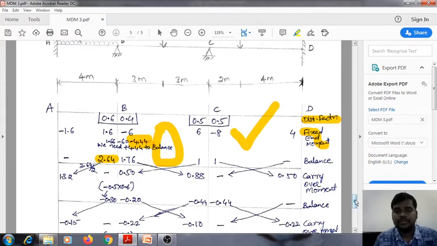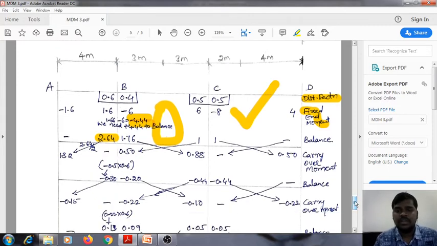Fine. So this is nothing but the balance. So first step is we are writing distribution factors, and next the fixed end moments which we have calculated, and the first step for analysis after these two is writing the balance. So after doing balance, let us add this. So if we add 1.6, 2.64, the next step is we have to do carryover moment.